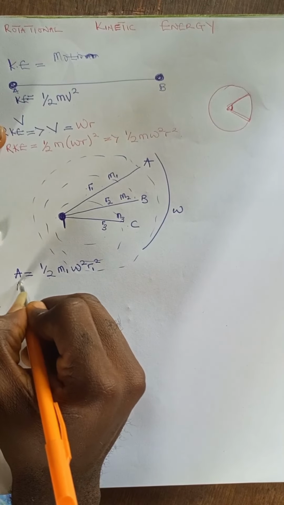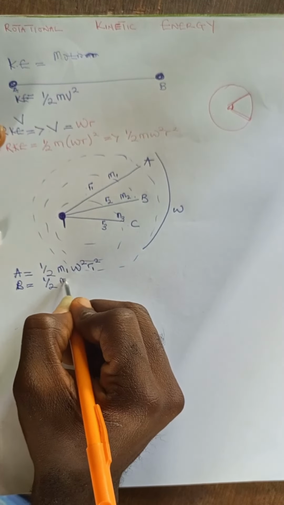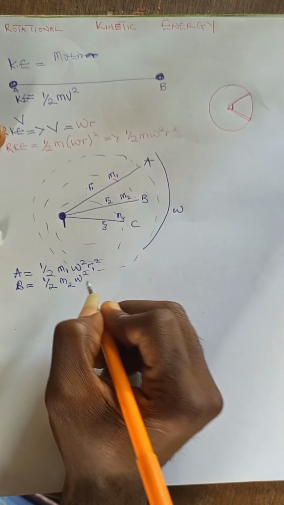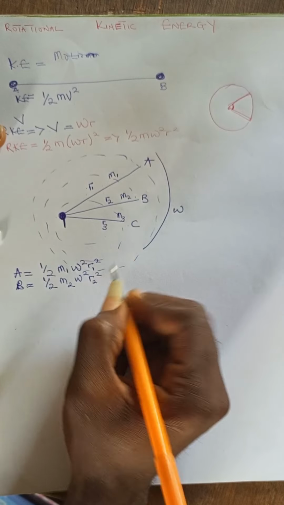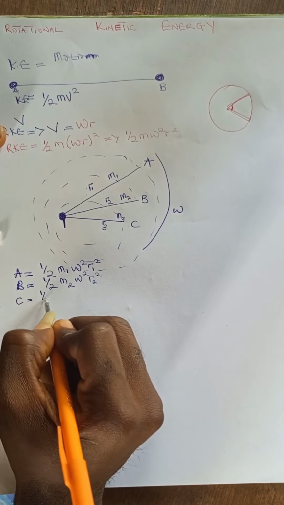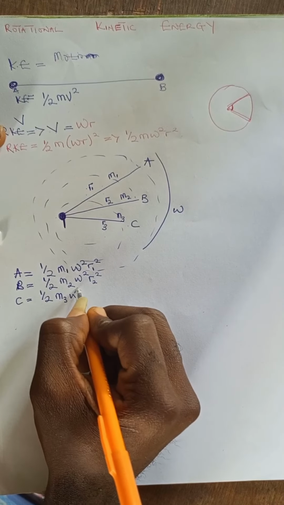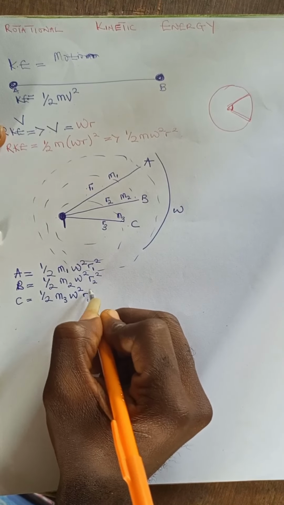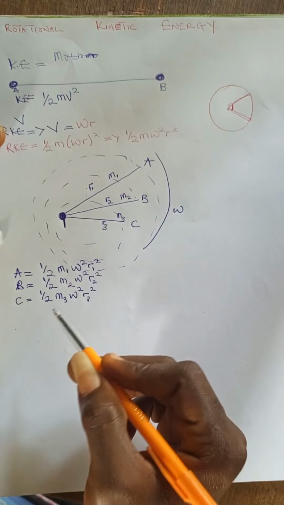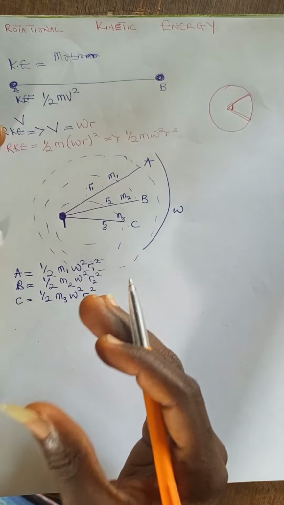Now for B, you will get half, the m is m2, so half m2, omega is the same thing, so omega square, then you get r2, so r2 square, because we squared the r. Now for the third one, which is C, you will get half m3, the third mass, omega is the same thing, so omega square r3 square. So if you look here, the rotational kinetic energy for these three necklaces, we have identified it here already.